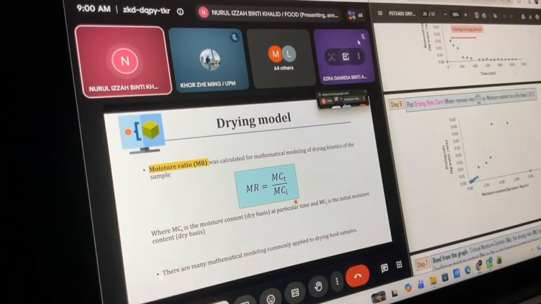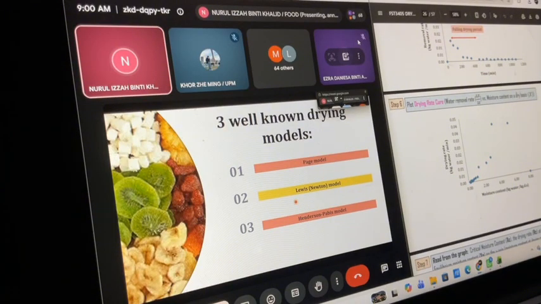And it can be applied to many types of food products. So this is the well-known drying model equation. The physicians have created a lot of model equations, and what we do is we do not create a new equation.